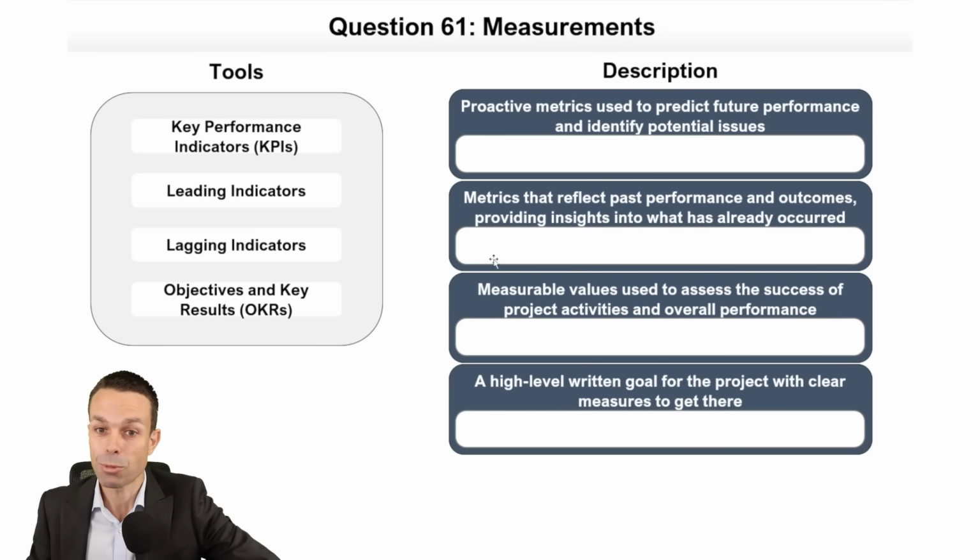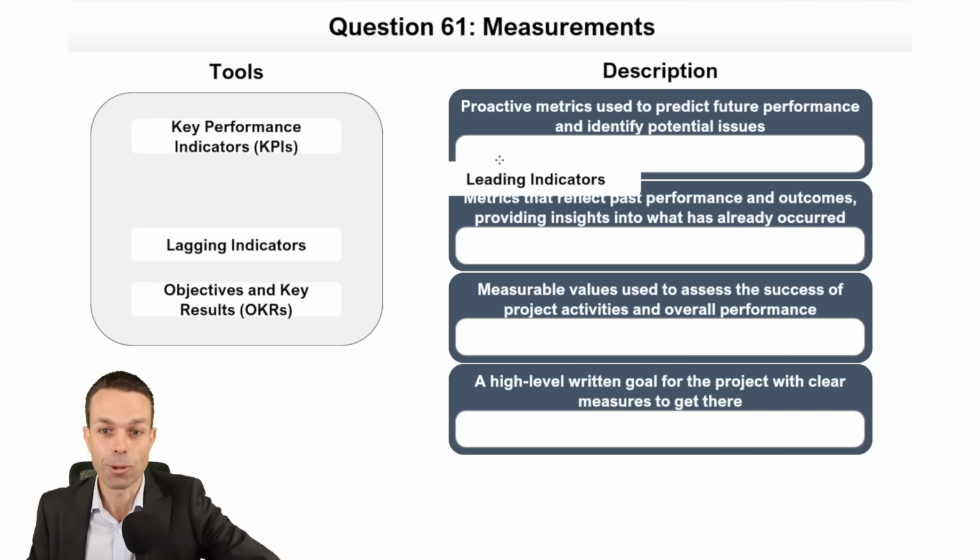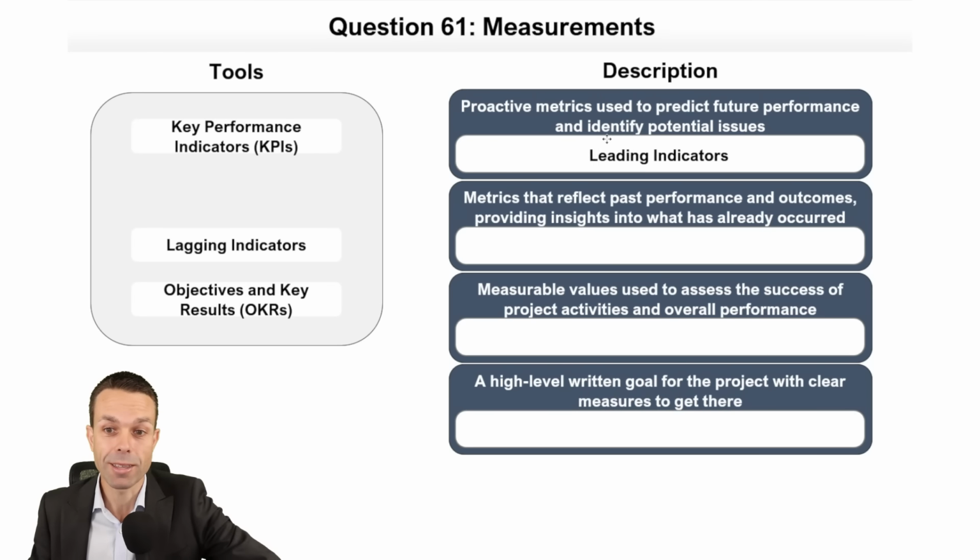Okay, measurements. Proactive metrics that are used to predict future performance and identify potential issues. That sounds like leading indicators. And this could be things like, do we have a process for what we're doing? Or are our stakeholders engaged? Those things are leading indicators. If stakeholders are not engaged, then things might be going south in the future.